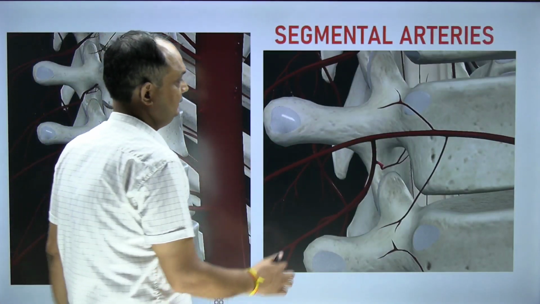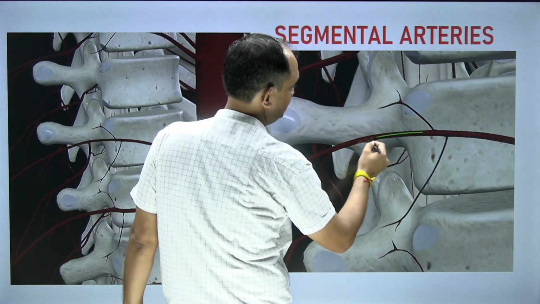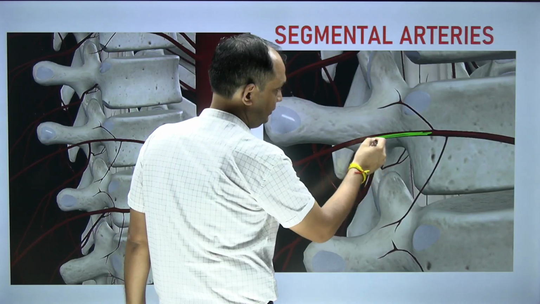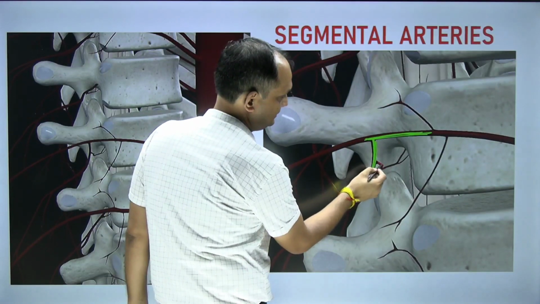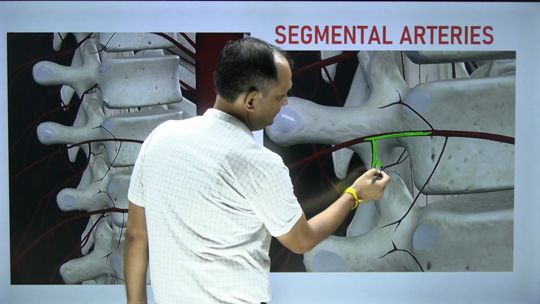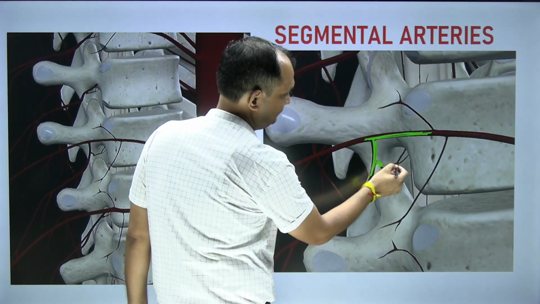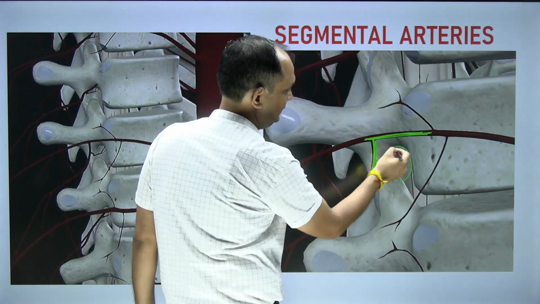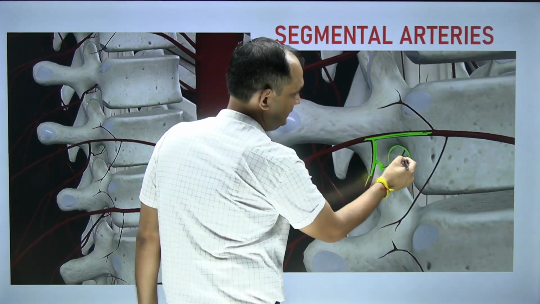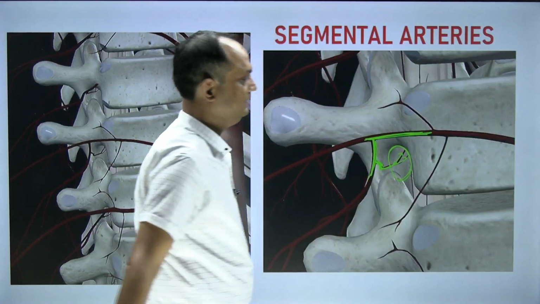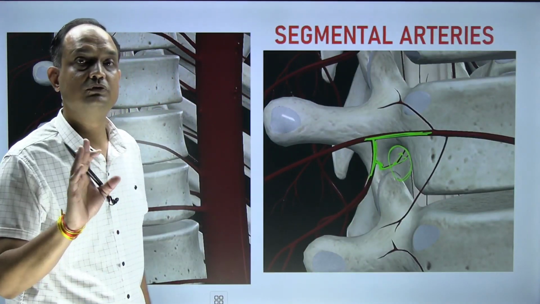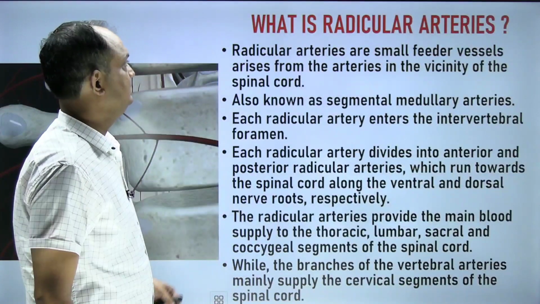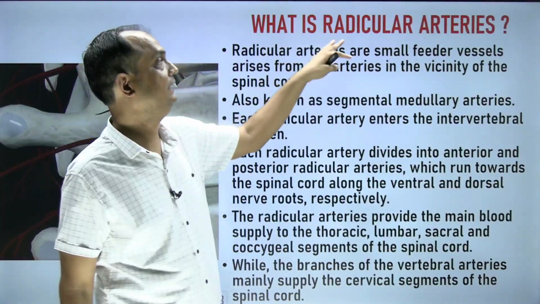Now what you are able to see is that this is your posterior intercostal artery. This posterior intercostal artery is giving the dorsal branch, and this dorsal branch is giving the spinal artery. From the spinal artery, this is the origin of the segmental artery, which is known as radicular artery. This is your intervertebral foramina. Radicular artery is entering inside and it is dividing into the anterior and posterior radicular branches. Clear?